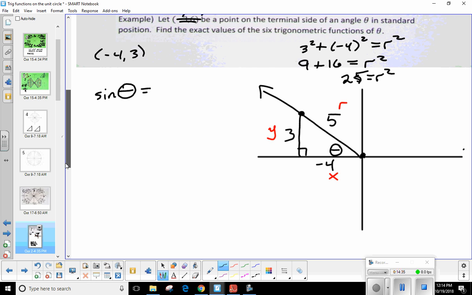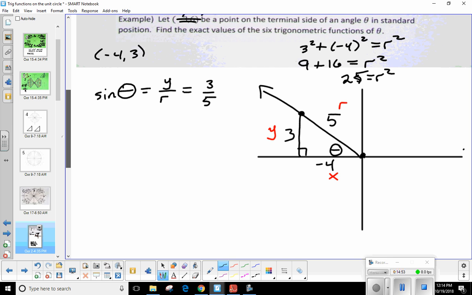Now remember, sine's ratio was to take y over r. So that would just be 3/5. There you go. Just like that. And then we just go ahead and find the rest of them.